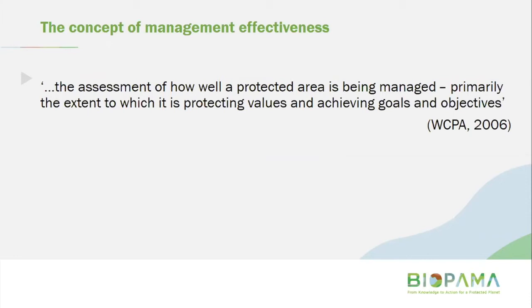In case you have never heard of this, it is the assessment of how well a protected area is being managed, primarily the extent to which it is protecting values and achieving goals and objectives. This is included in the WCPA IUCN guidelines for protected area management effectiveness that were published in 2006. It is the second edition of the guidelines, and you can find more details there.